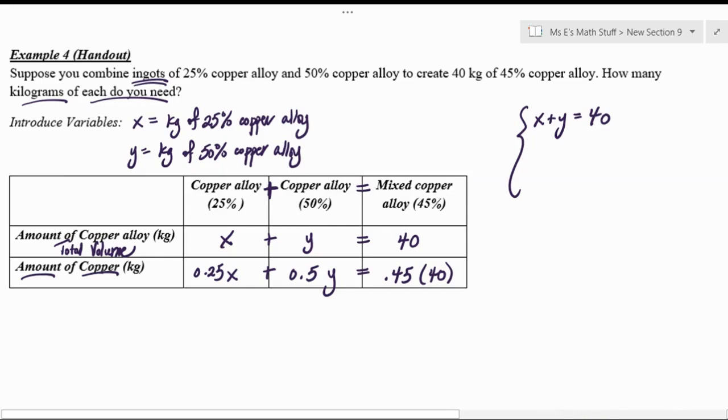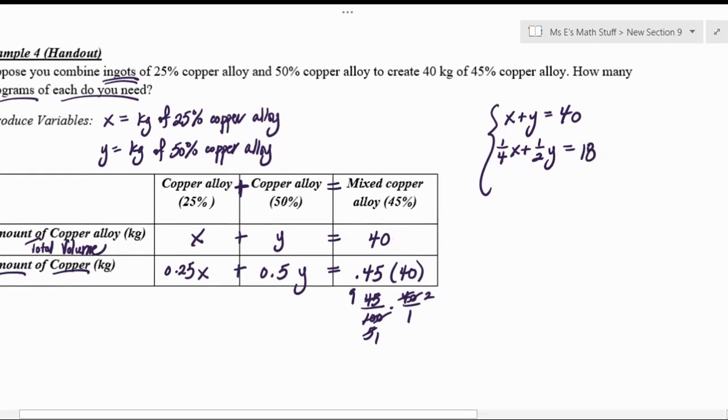All right, now let's figure out how to do this without a calculator. 0.25x I would write as 1/4 x, and 0.5y is 1/2 y. As for 0.45 times 40, fractions are your friends for something like this: 0.45 is 45 over 100, multiplied by 40 over 1. You can cancel stuff down and multiply it out, so it looks like 18. There we go. Now we just solve the system of equations.